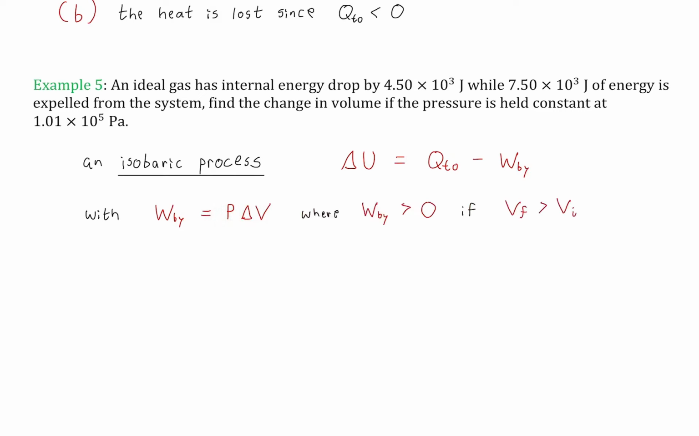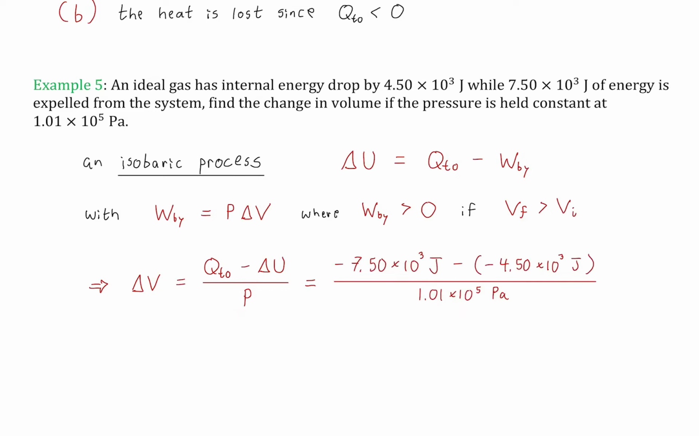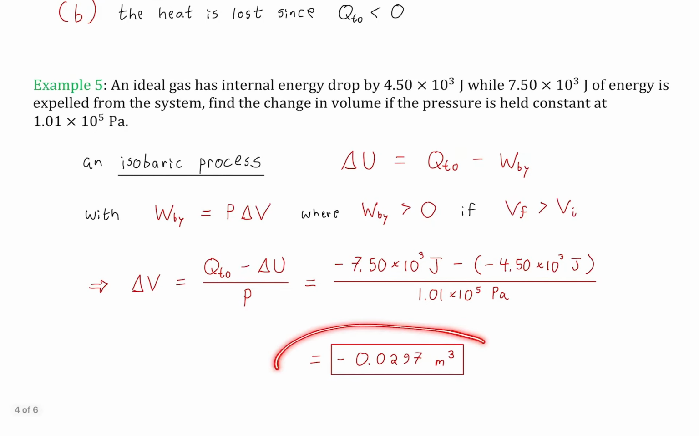We know that work by is going to be greater than 0 if the final volume is greater than the initial volume. That makes sense, because it's expanding. And so the change in volume is just going to be Q minus the change in internal energy, divided by whatever the constant pressure is, in this case 1 atmosphere. Then we just plug in our numbers. Our signs are very important here. And so then we get a volume decrease.